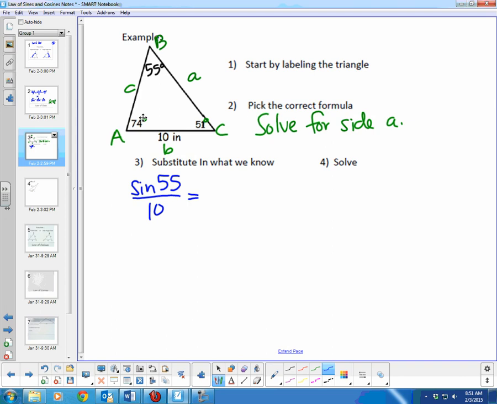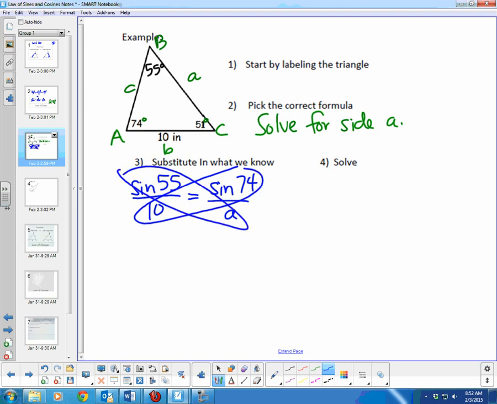Which one are we trying to solve for? A. So if we're solving for A, I have to use angle A. So here I'm going to put sine of angle A, which is 74 degrees, over A that we're solving for. Notice, I only have one part of my proportion that I don't know. I know everything else. Since it's a fraction equal to a fraction, we can cross multiply.